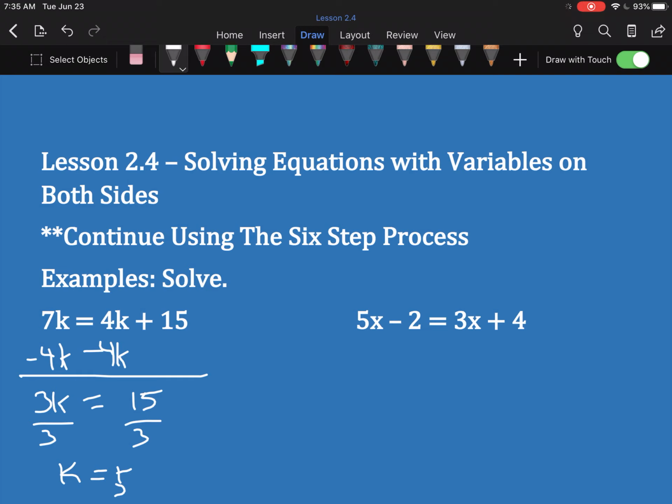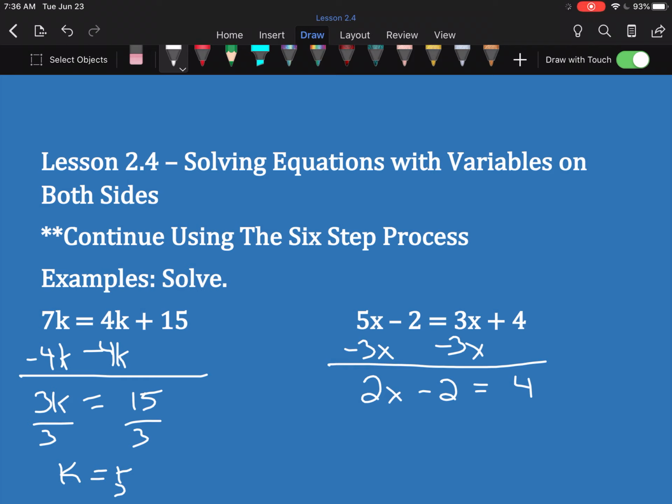First thing I'm going to do is bring all of my variables to the left side. So I'm going to subtract 3x from each side. 5x minus 3x is 2x. We didn't do anything with the minus 2, so it's still there. And on the right side, we now just have this 4.